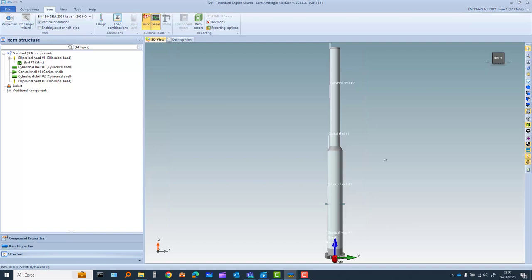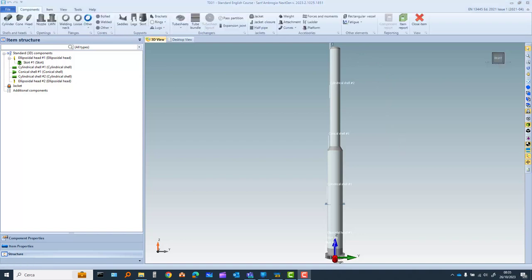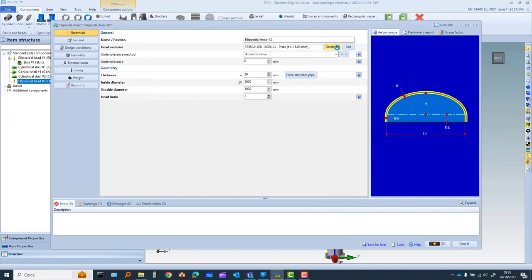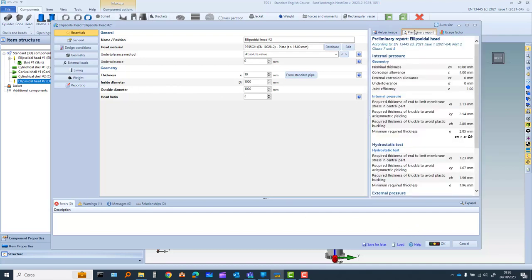Now we close this and we start examining our column component by component. First of all, we take the upper head here, we open it: thickness 10 millimeters, inside diameter 1 meter, head ratio is 2, nothing particular. We look at the preliminary report. The minimum required thickness is 2.85 millimeters. Certainly the joint efficiency is 1 because there is no transverse weld. There is just a warning.